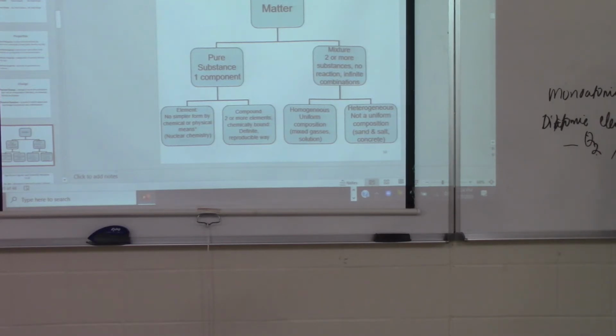Nitrogen exists as N2. Hydrogen exists as H2. Bromine exists as Br2, and also Cl2, I2, and F2. How many are there total? No, how many are there total? 1, 2, 3, 4, 5, 6, 7. Okay, total 7. So in the periodic table, there are only 7 elements which exist as diatomic.